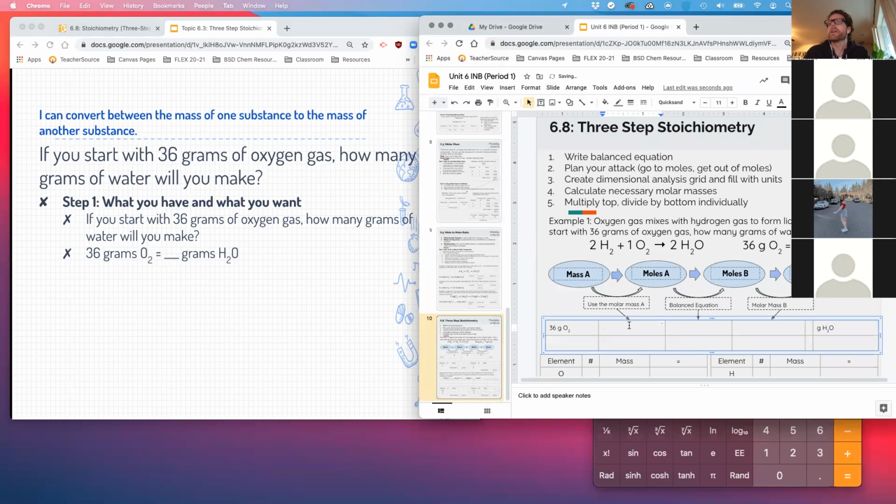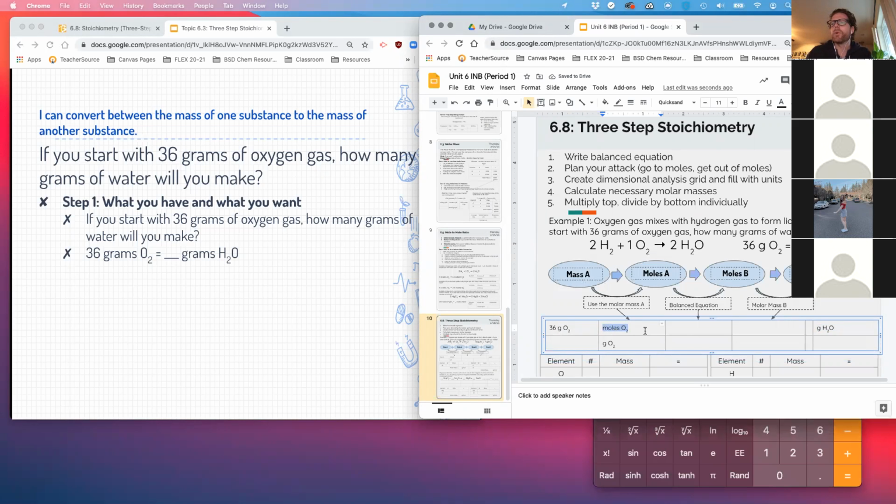Okay, this is the new part, basically getting it so we can go from grams of O2 to grams of H2O, and it's a three-step. So we have to go from mass to moles, moles to moles, moles to mass. First thing is, I'm going to go from grams of oxygen to moles of oxygen gas, okay? And I do not worry about the numbers at the beginning.